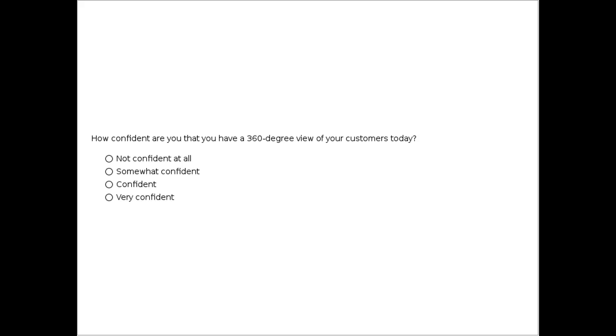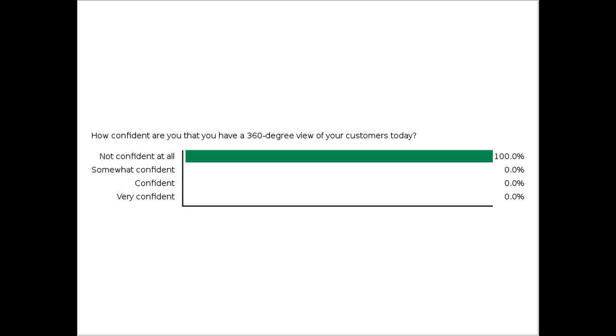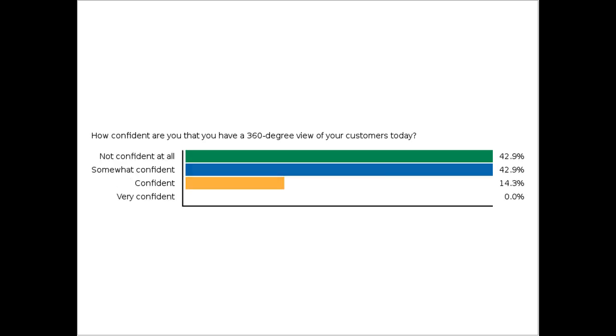Before we get started, we wanted to ask a quick question to everybody in the virtual room here. The question is, how confident are you that you have a 360-degree view of your customers today? Please feel free to go ahead and vote. If you're very confident, please select the bottom. If you're somewhat confident, please select the second from the top. If you're not confident at all, please select the top. And if you're confident, please select the third one. So please go ahead and vote.